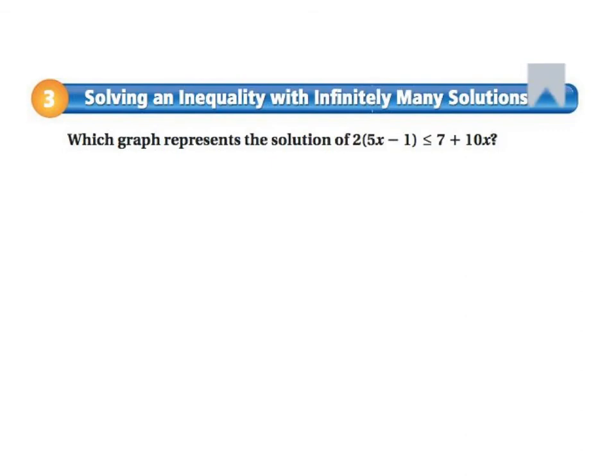Now let's try another one together. Here we have 2 times (5x minus 1) is less than or equal to 7 plus 10x. So same thing, I see some parentheses, so let's distribute. 2 times 5 times x is 10x. Be careful with this one. 2 times -1 is -2. And then we have is less than or equal to 7 plus 10x.